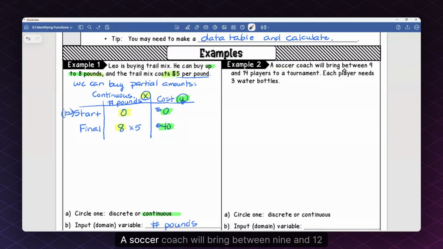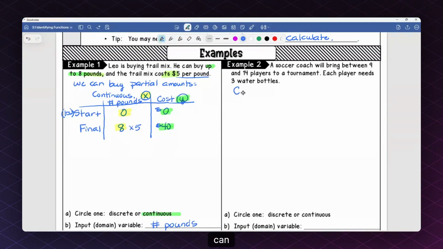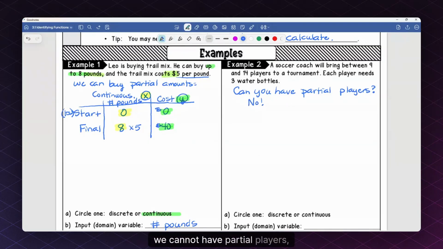This is going to be a soccer coach will bring between 9 and 12 players to a tournament, and each player needs 3 water bottles, okay? And so ask yourself, can you have partial players? Can we have 2.7 players? And the answer is no. Okay. And so because we cannot have partial players, that makes this a discrete function.